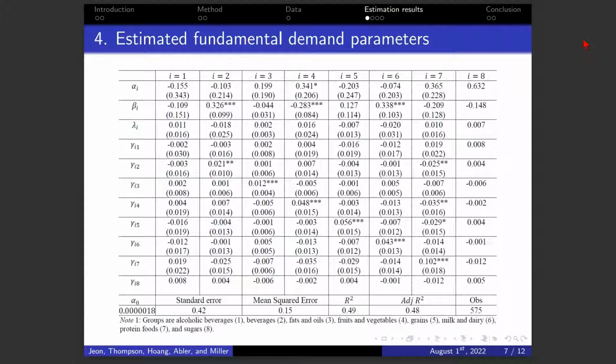Let me move on to our estimation result. This table shows the optimized fundamental parameters. So these parameters satisfy all equations simultaneously and minimize the sum of squared errors. We impose constraints. So the sum of alpha is 1 and the sum of beta is 0. Because of the symmetry, gamma i j and gamma j i are equal.